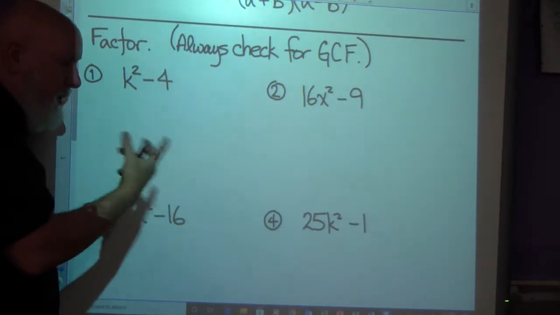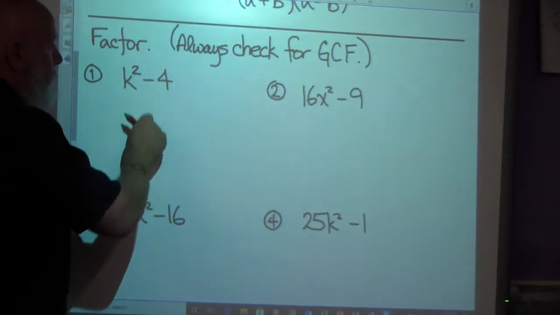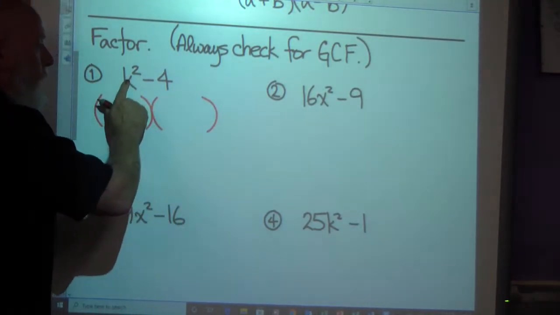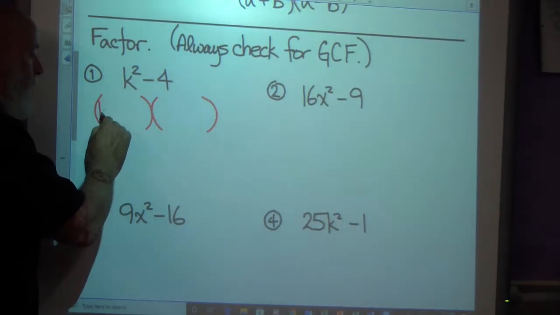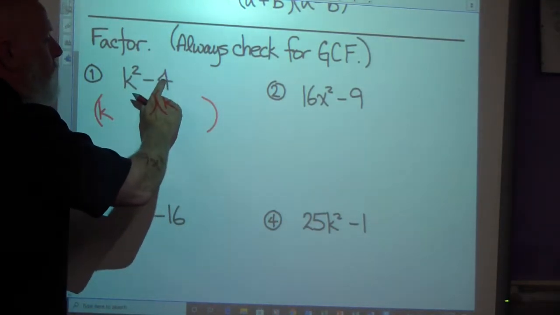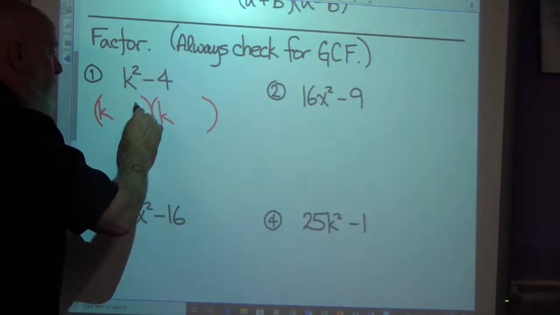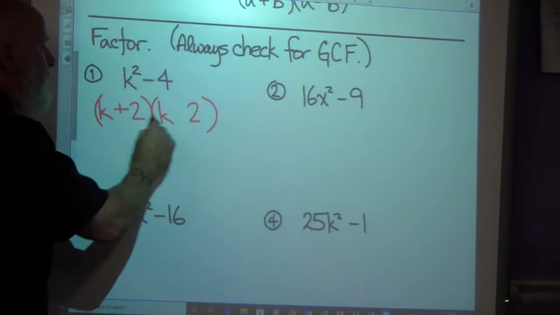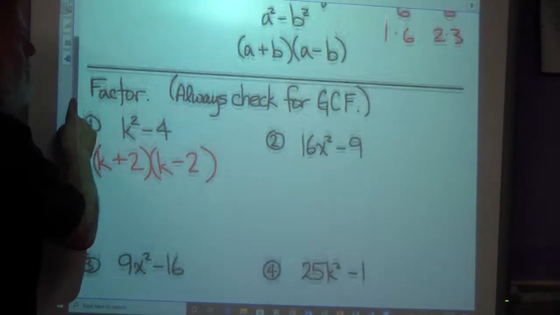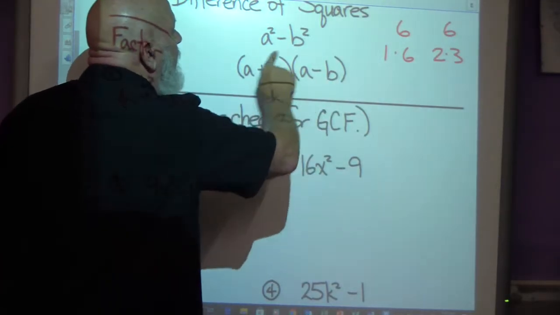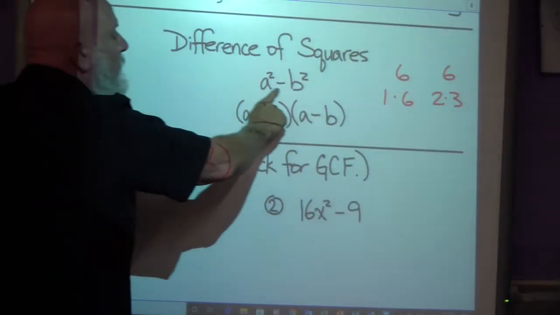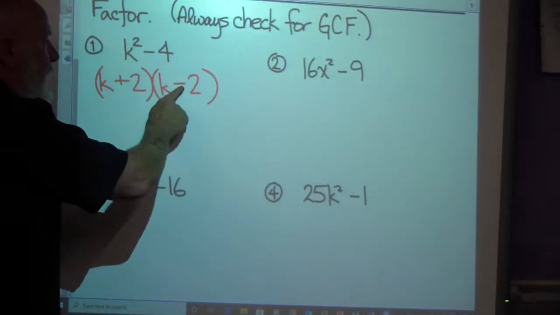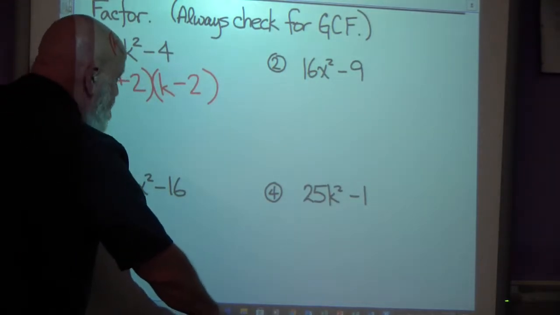This is a difference. That's what difference means, subtracted. The difference of 2 perfect squares. So I'm going to use the pattern. I'm going to open up 2 sets of parentheses. I'm going to take the square root of this one, the square root of k squared is k, and put it here and here. I'm going to take the square root of this one, and the square root of 4 is 2. I'm going to put that here and here. And then I'm going to make one positive and one negative, just like I did up here in the very definition of a difference of squares, okay? So what I said earlier was that if I multiply these 2 things together, I'll get this. Now this is my answer.